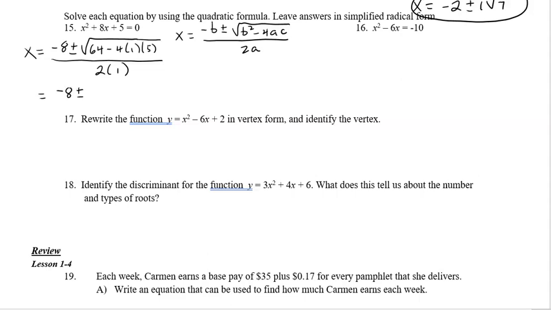Negative 8 plus minus, and under the radical, remember to multiply these all together, so 64 minus 20 is 44, all over 2. And to get more practice with simplifying radicals, the square root of 44, think of it as the square root of 4 times the square root of 11. I used 4 because it has a perfect square root. It can be simplified. So the square root of 44 in simplified radical form becomes 2 times the square root of 11.